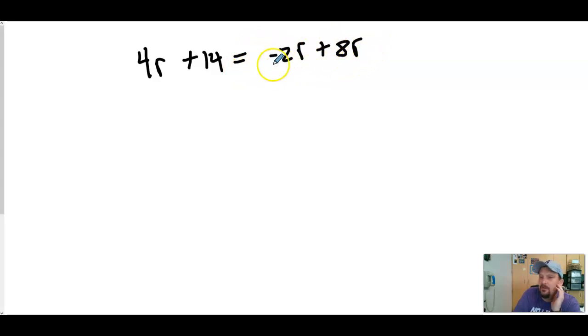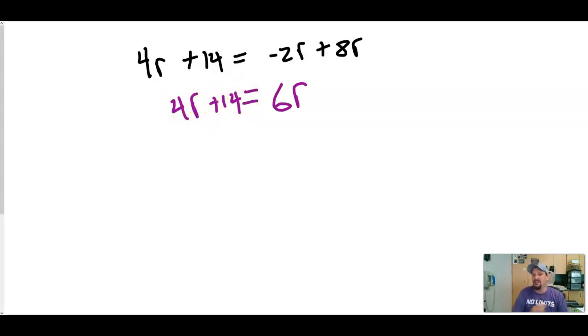I have negative 2r plus 8r. Well, those are like terms. I can simplify those. Negative 2r plus 8r, that's 6r, because negative 2 plus 8 is 6. And then over here, we're just going to bring down what we normally had. Okay, so there I had to simplify something.